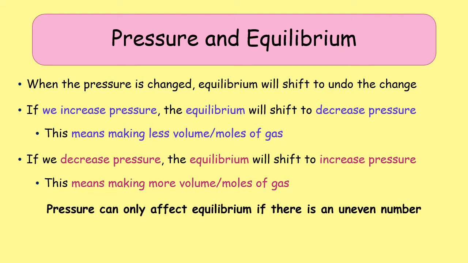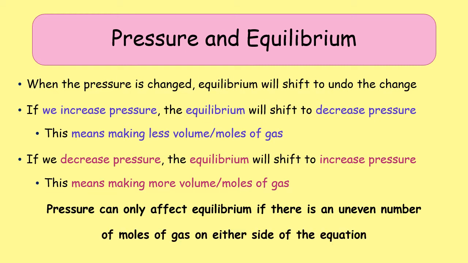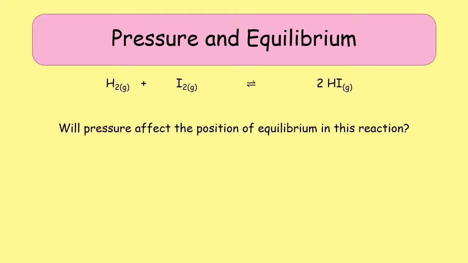Pressure can only affect equilibrium if there is a different or an uneven number of moles of gas on either side of the equation. Okay, if you've got the same number of moles of gas on each side, changing the pressure will not be able to do anything. So we're going to look at 3 different examples and see, can pressure affect this, and in what way will it affect it? So here's our first example.